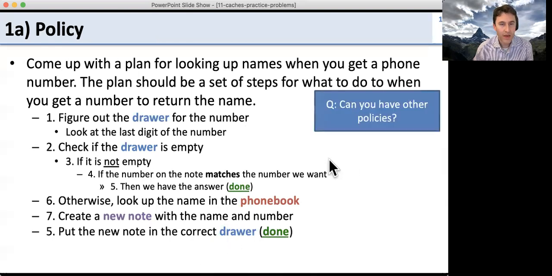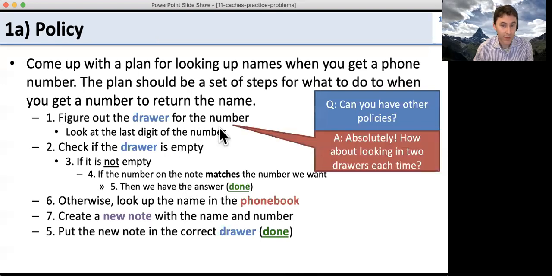All right, so can you have other policies? Is this the only thing you can do? The answer is absolutely. Right now we're going to start out looking in one drawer, but maybe you could look in two drawers each time. That'll take you 2 seconds each time because you have to look in two drawers, but you could certainly do that instead. But what I have here, we're just going to do this policy.